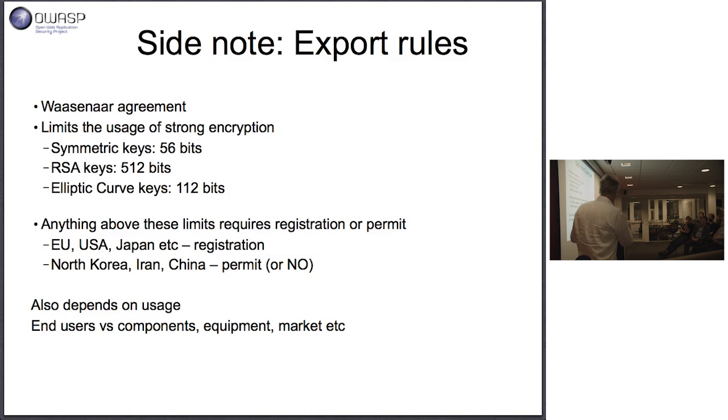But as I said about asymmetric versus symmetric, if you look at this, 56 turns into 512. In the regulation, the maximum RSA key is much weaker than the symmetric key. Totally wrong.